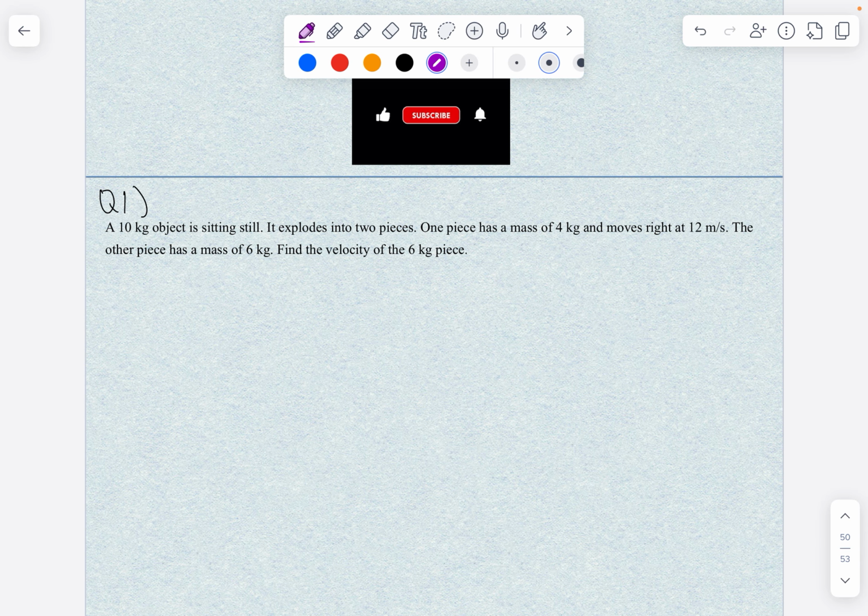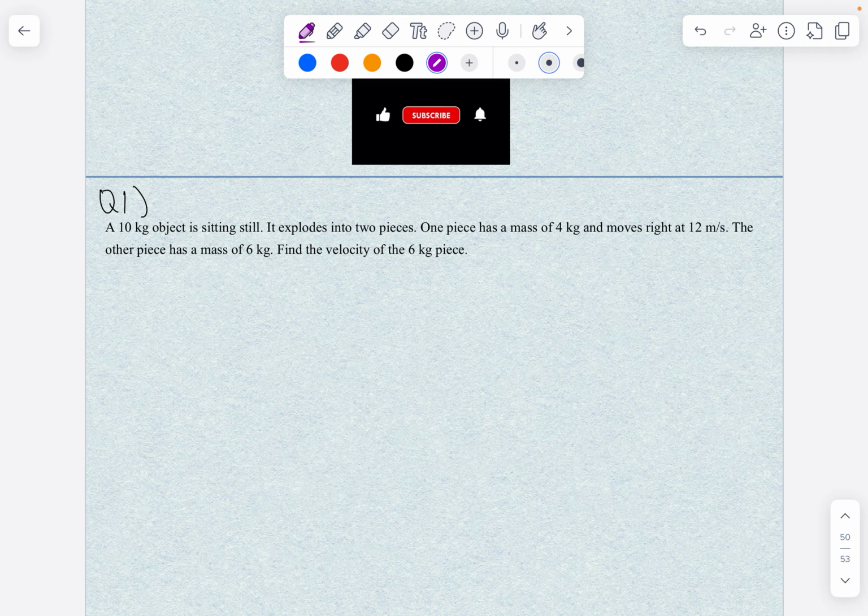We have a 10-kilogram object sitting still. It explodes into two pieces. One piece has a mass of 4 kilograms and moves to the right at 12 meters per second. The other piece has a mass of 6 kilograms. Find the velocity of the 6 kilogram piece. So this one's a little more difficult than the common problem, but we can still work it out.